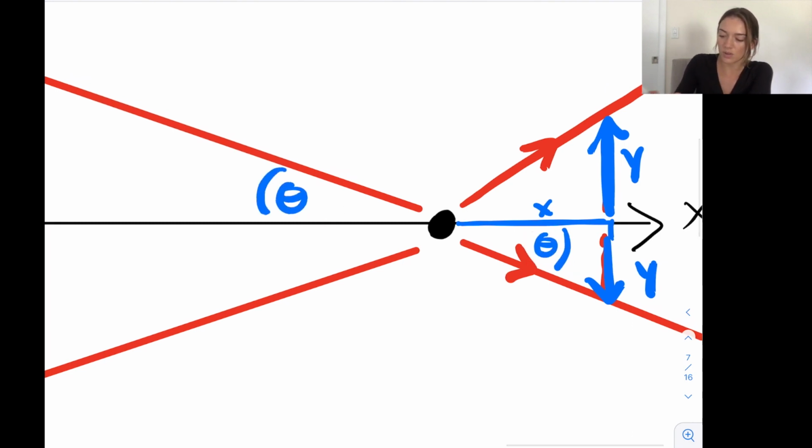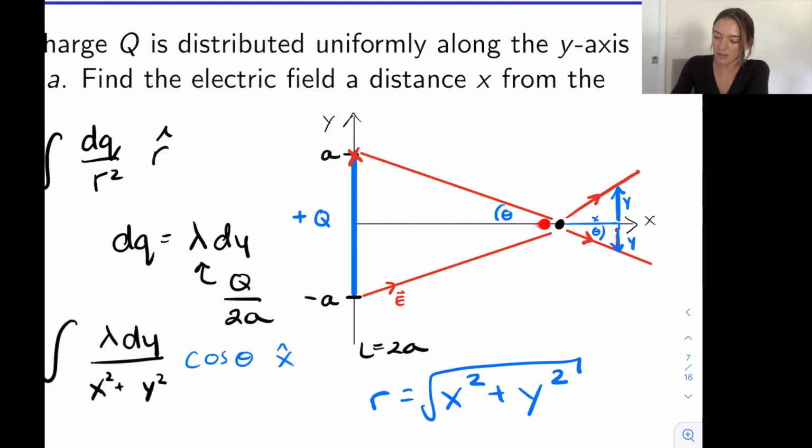So this is also theta over here. Now, I don't really know anything about this triangle over here, but I do know things about this triangle, right? I know that this side is a length x, because we're just going out to some point x here. And I know this side is length r because that's how I defined r.